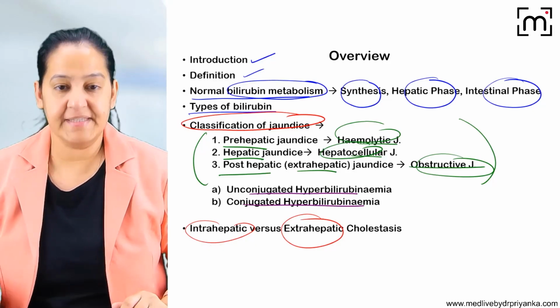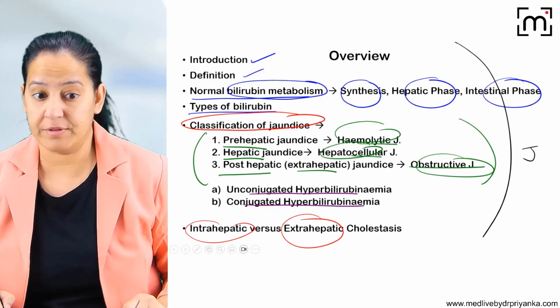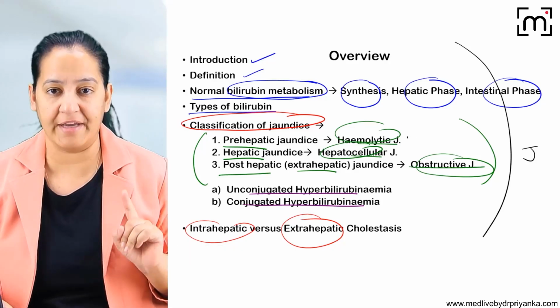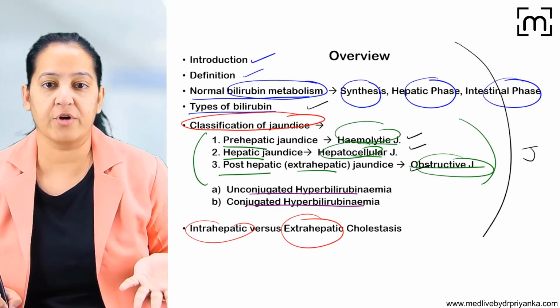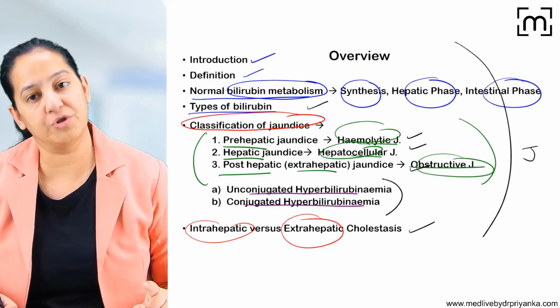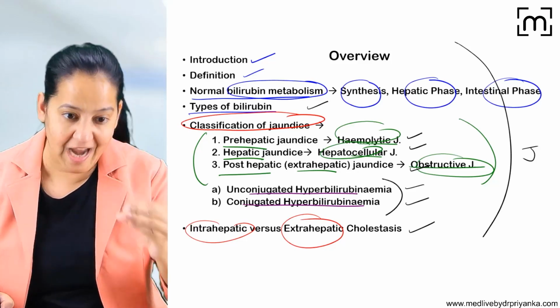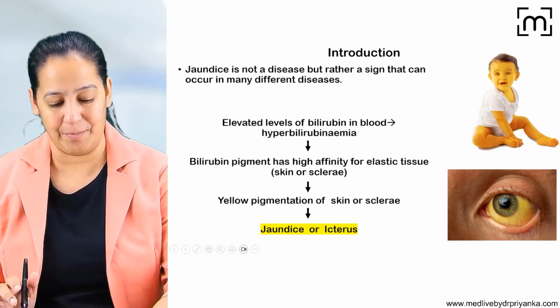Now, in your university exam, if you are getting a long question on jaundice, you have to write down everything, depending on the marks. But if you are getting a short question, either on one of the types of jaundice or the types of bilirubin, or you can get a question on intrahepatic or extrahepatic cholestasis, or unconjugated or conjugated hyperbilirubinemia, you have to write down that particular portion only, depending on the marks. Okay, so let's start the topic jaundice.